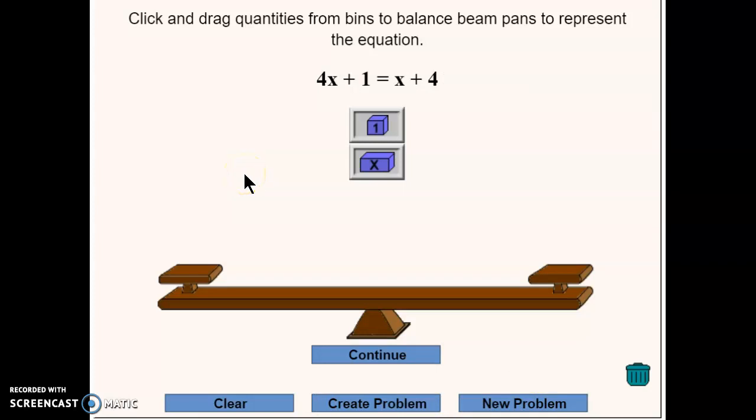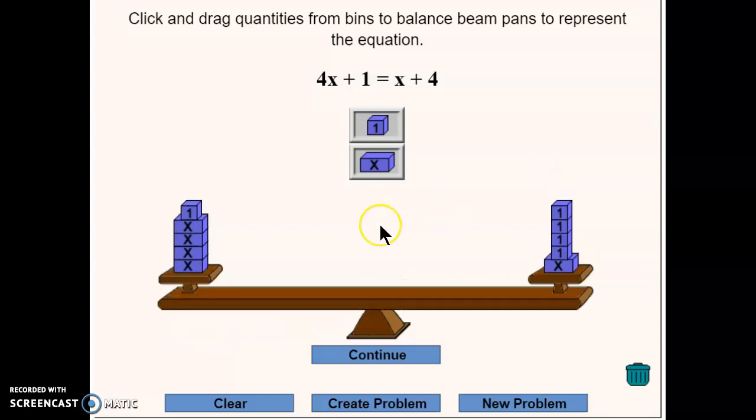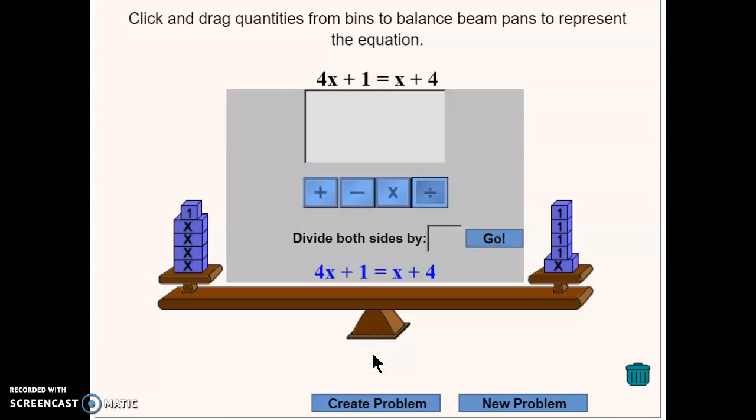Okay, we're going to try one more problem. And this time I have 4x plus 1 on the left hand side and x plus 4 on the right hand side. Again, I set up the equation first. So it's 4x plus 1 on the left hand side, and then I have x plus 4 on the right hand side. One more. Yep. Okay. So the equation is set up on the balance.